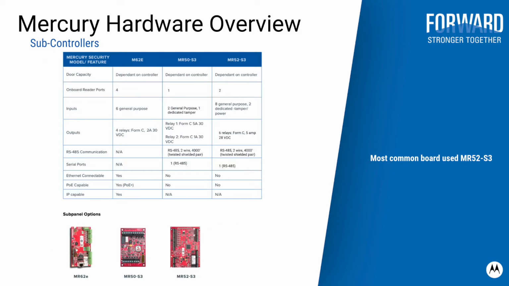Next, we're going to take a look at the subcontrollers. First, we have the MR62E, which is PoE capable. You have 4 onboard reader ports, 6 inputs, 4 outputs, and this board can connect directly to a main controller via network cable. The MR50 has 1 reader port, it has 2 inputs, and 2 outputs. It communicates through RS485, and the last and most common subcontroller that we sell is the MR52. This is 2 reader ports, it has 8 inputs, 6 relays on it, and this also communicates through RS485.